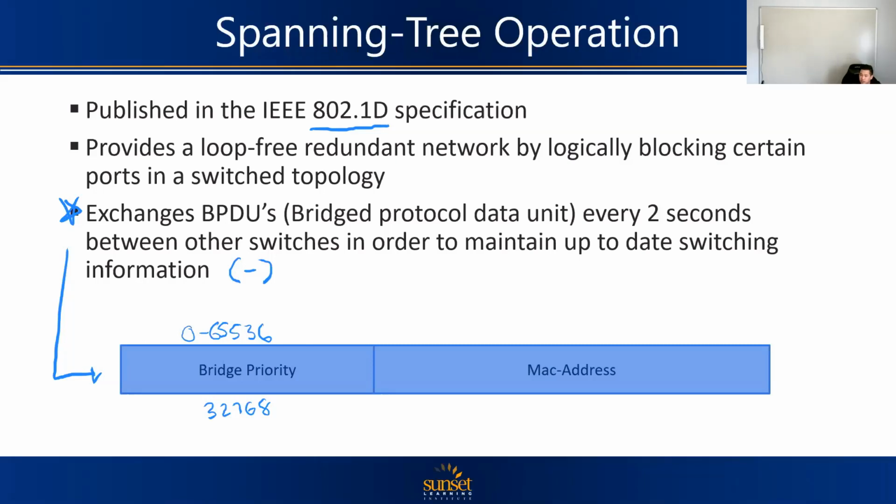But yeah, we exchange these BPDUs every 2 seconds out every single port on the switch that's participating in spanning tree. And what we're really trying to do is just exchange information with other switches, okay? So that's kind of the idea here. The reason why the bridge priority is from 0 to 65,000 is because this is really a 16-bit number, okay? So when we look at the bit fields and all that, it's about a 16-bit number for your bridge priority field.